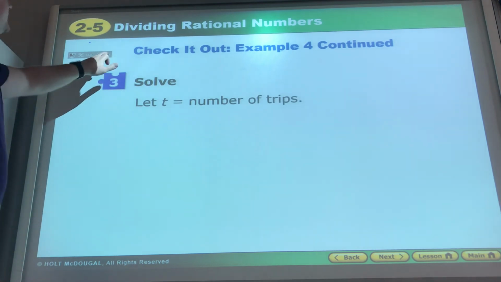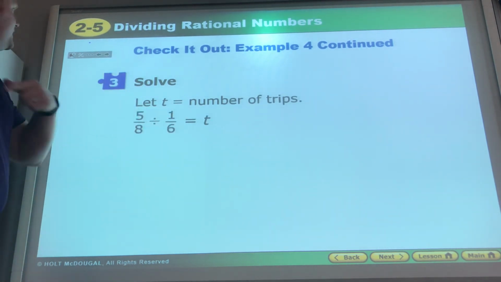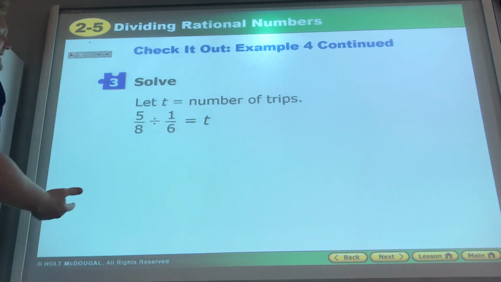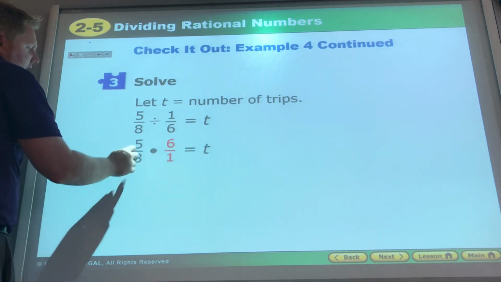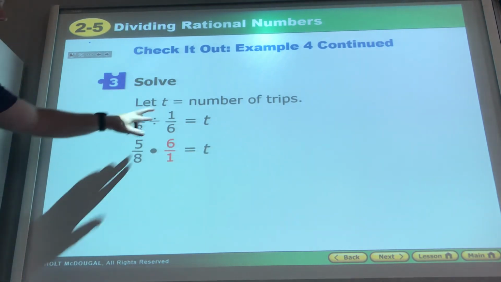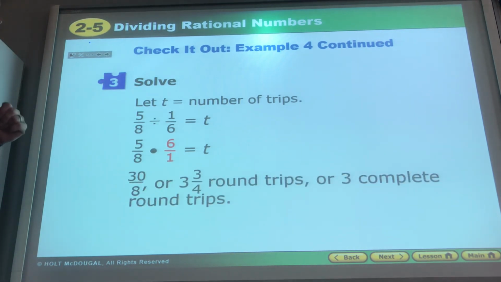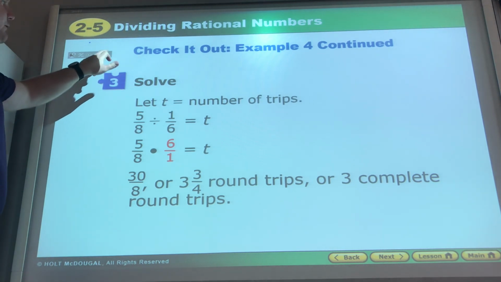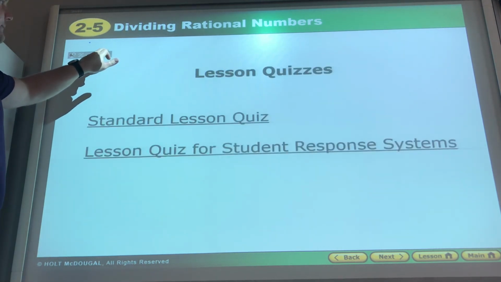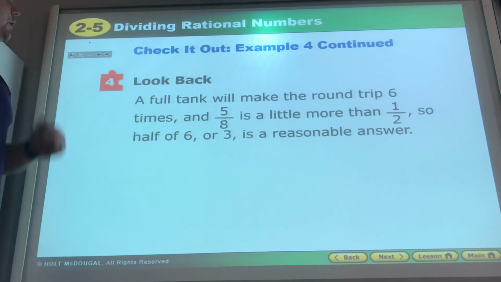All right, so 5/8 divided by 1/6. Okay, that's the same as saying 5/8 times 6 over 1. Just took the reciprocal of that. All right, so that gives us 30 over 8, or 3 3/4 trips. So not quite 4 trips. Let's look back. Oh, feathers. 5/8 is a little more than half, so half of 6 is around 3. Pretty reasonable.